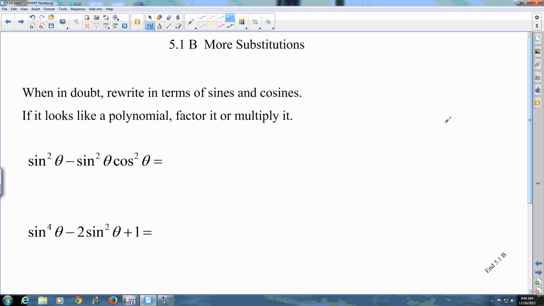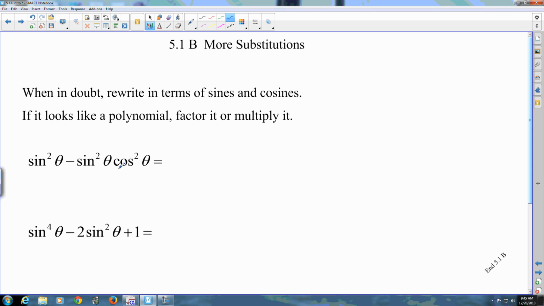All right, you guys, some more substitutions for the second section in 5.1. When in doubt, write stuff in terms of sines and cosines, but as you can see, these are already in terms of sines and cosines. So if it looks like a polynomial, try and factor it, or if they give you something, cotangent theta minus cosecant theta, I forgot to put the theta in there, times cotangent theta plus cosecant theta, multiply them, FOIL the thing out, okay? So either factor stuff or multiply it out, and that should be the first step that you do.